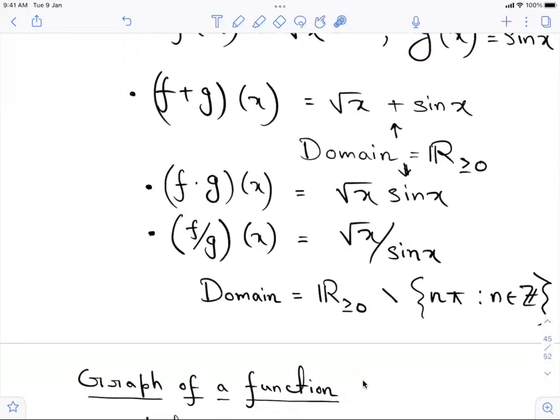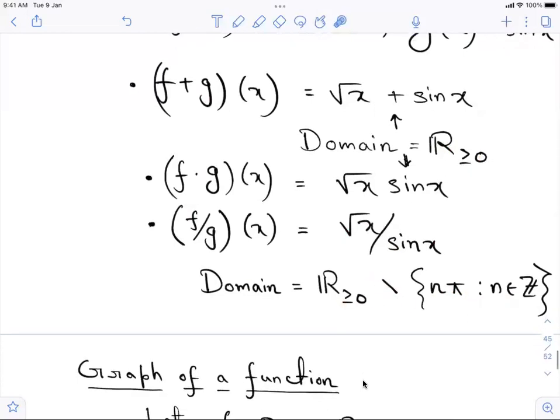For f by g, once again, we have to be a little bit careful. It's square root x over sine x. So I can just make sure that it's the set of all non-negative reals, except that I have to omit all those points where sine x vanishes. So simply subtract all the integral multiples of pi. This is a subtraction sign. So the natural domain for f by g in this case is going to be this.